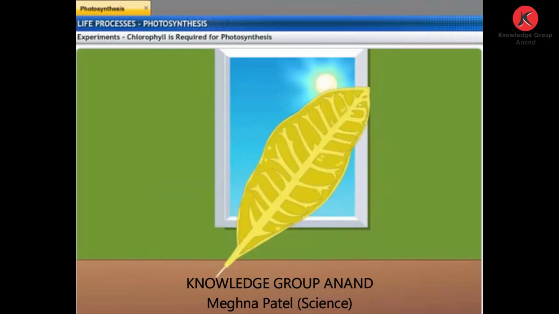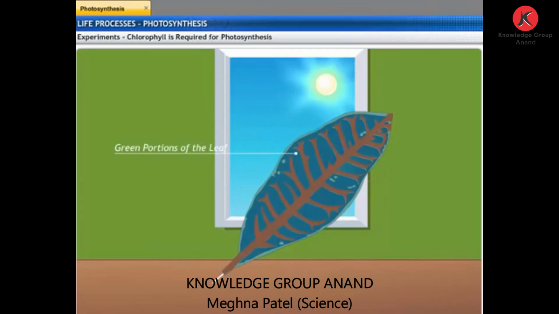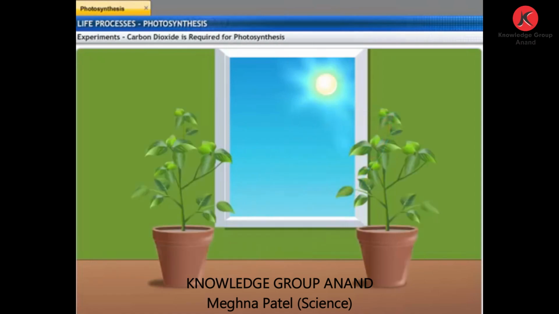You will see that the leaf becomes colorless as it loses its chlorophyll. Now, dip the leaf in a dilute solution of iodine for a few minutes. The green portions of the leaf turn blue-black, indicating the presence of starch. The non-green portions of the leaf turn brown, indicating that starch has not been formed. Since only the green portions of the leaf turned blue-black, you can infer that chlorophyll is essential for photosynthesis to occur. Let's carry out an experiment to prove that carbon dioxide is vital for photosynthesis.